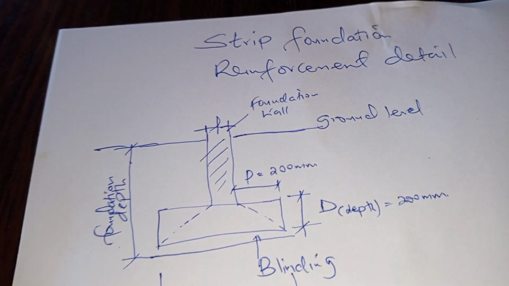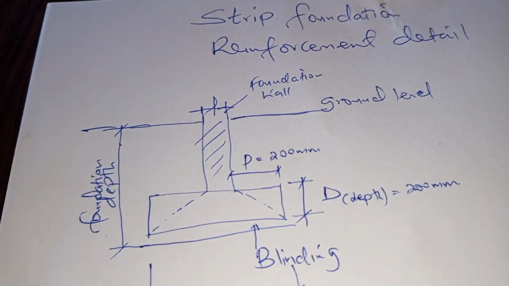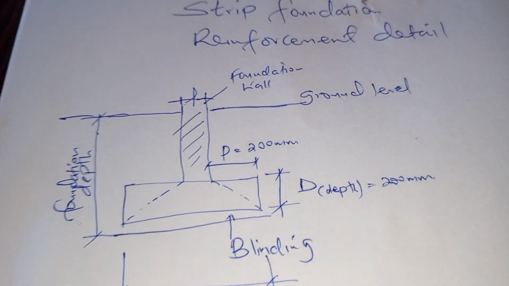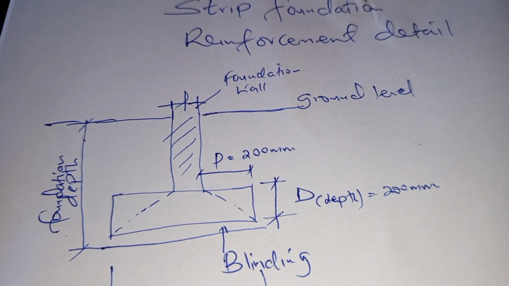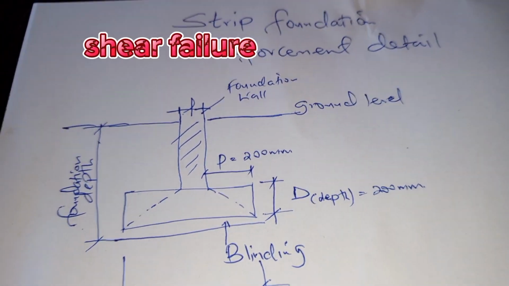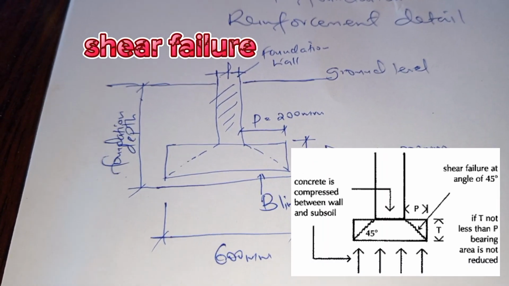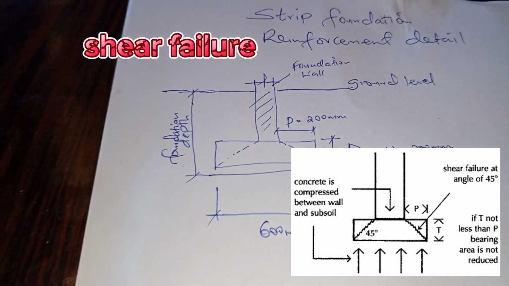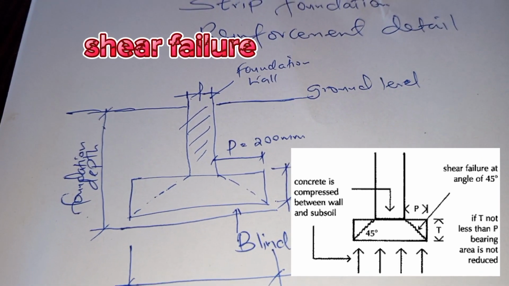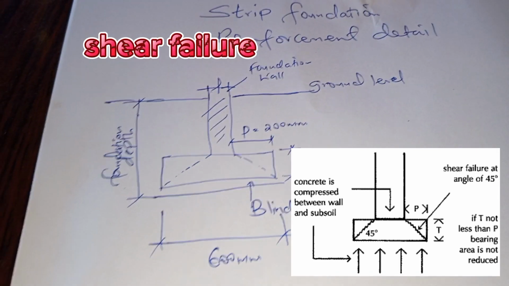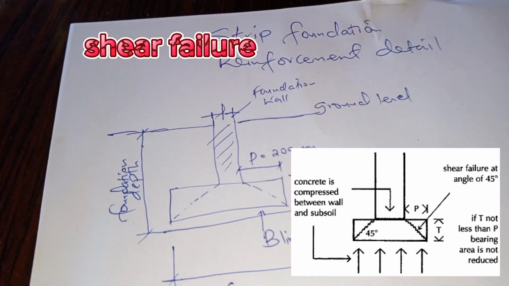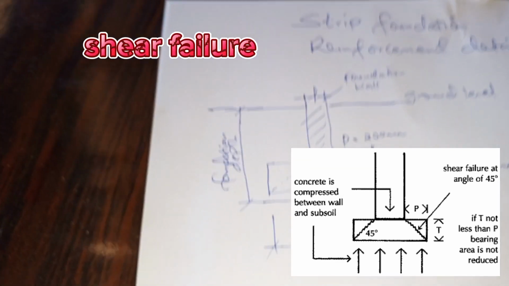Strip foundation is normally detailed in this manner. Before we talk about the reinforcement detailing, the strip foundation normally fails due to shear force, or shear failure. The shear failure on a strip foundation normally acts at an angle of 45 degrees.